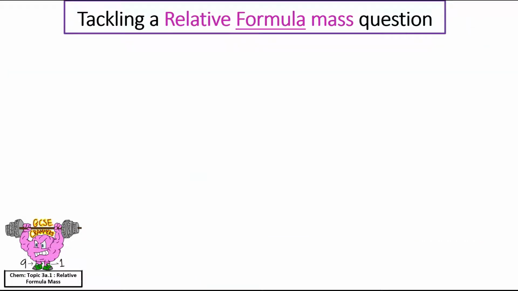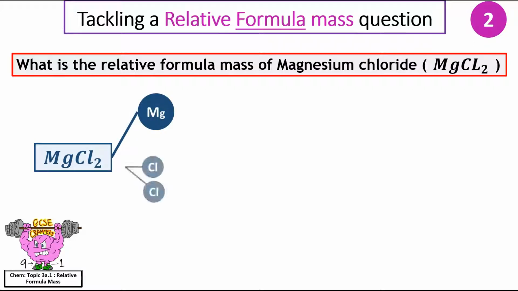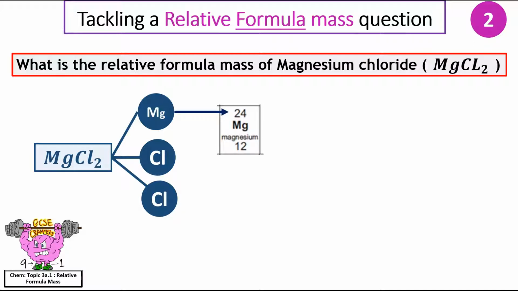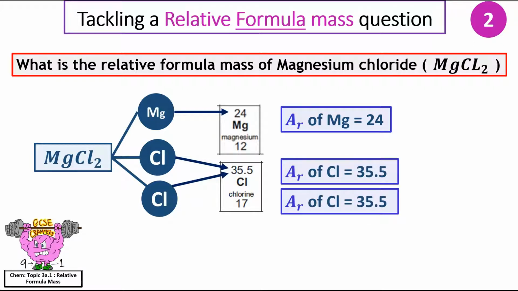Tackling a relative formula mass question, question 2. What is the relative formula mass of magnesium chloride, or MgCl2? MgCl2 is made up of 1 magnesium atom and 2 chlorine atoms. Look on the periodic table for the relative atomic mass of magnesium. AR of magnesium is 24. Do the same to find the relative atomic mass of chlorine, and the AR of each chlorine atom is 35.5.